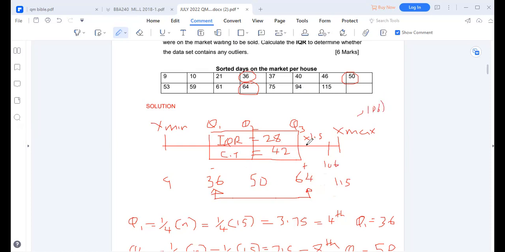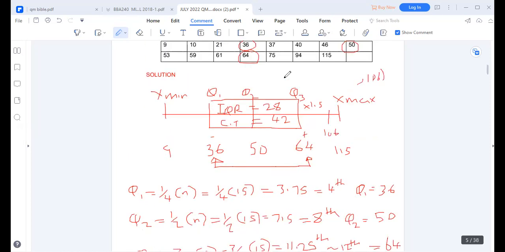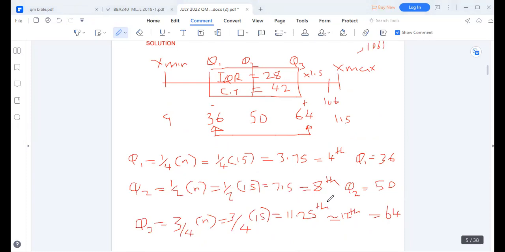Collins, please push the screen down. Now, 36 minus 42 gives -6. -6 is somewhere here. So meaning this 9 has survived. So we're looking at a range between -6 and 106. So this means our outlier will be 115.